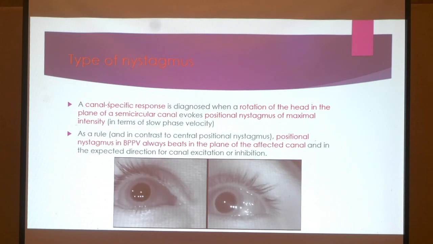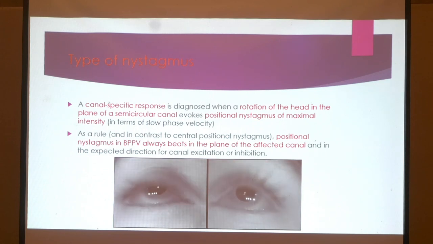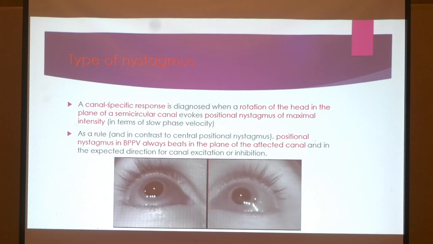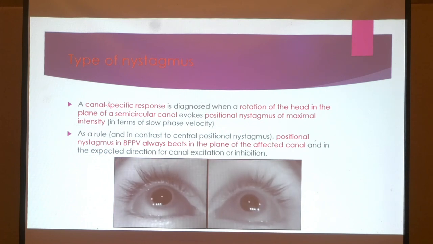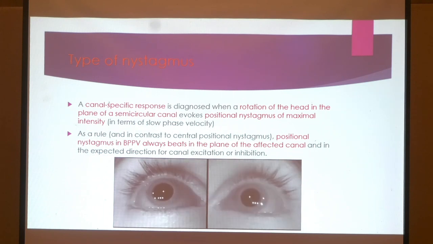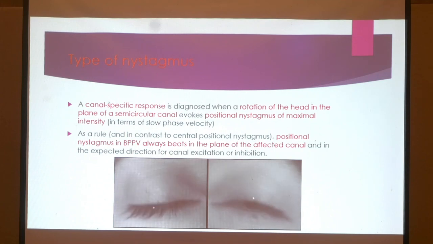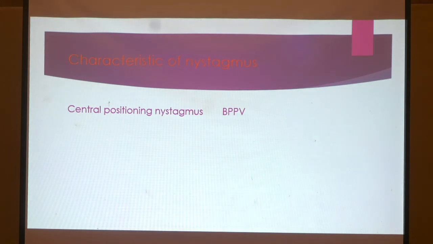It has an upbeat component. It has a torsional component. And then after a period of time, the intensity of nystagmus reduced. So these are the characteristics that we would want to see. And similarly, on reversal of this position, I should be able to see the absolute reverse. Yes. So these are the specific features of the nystagmus that we would want to see.